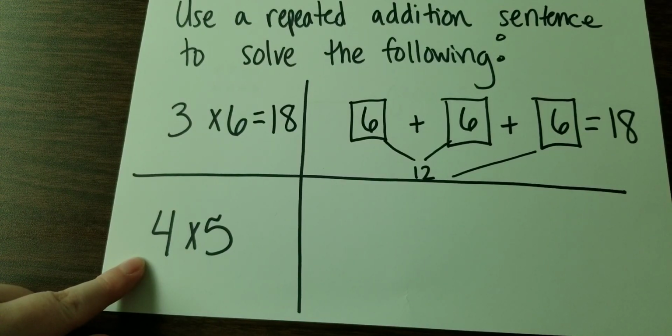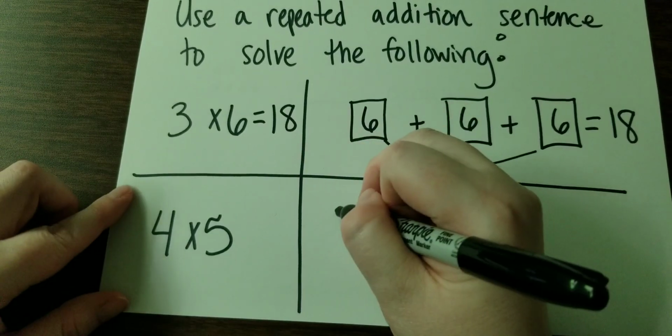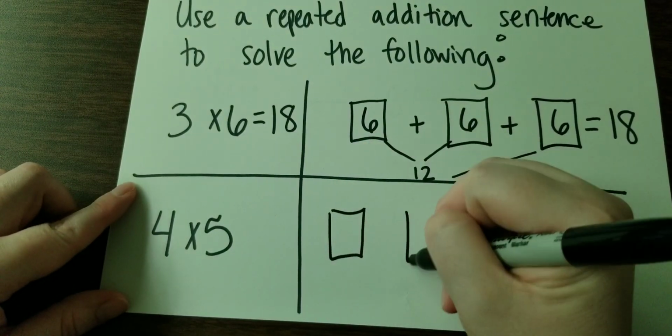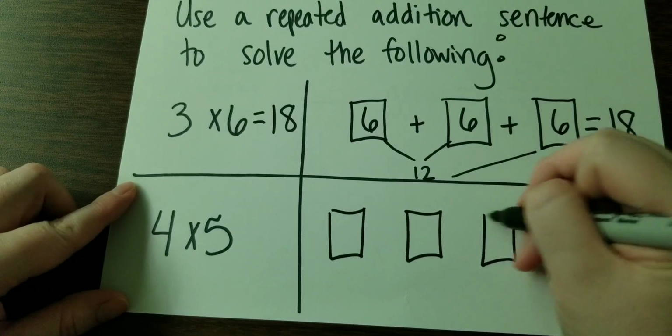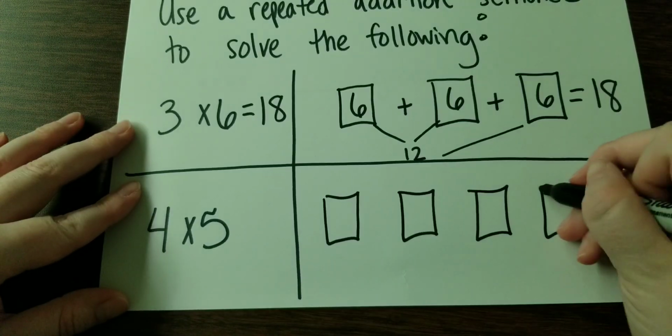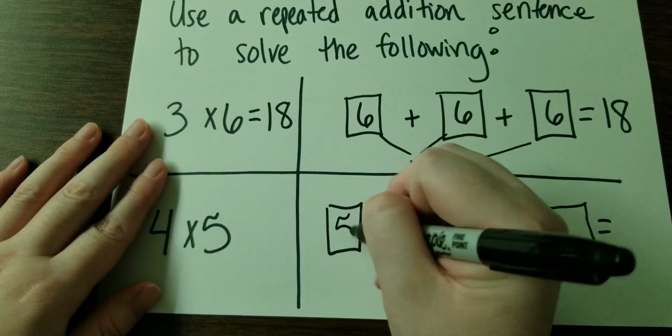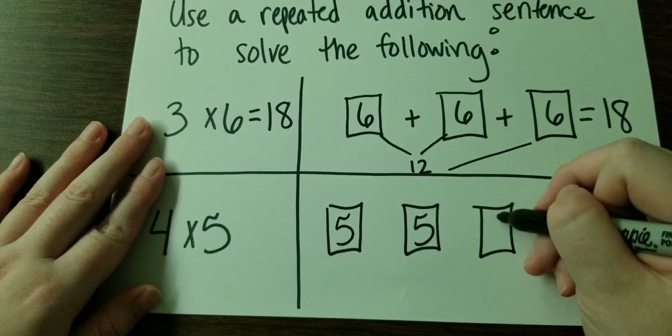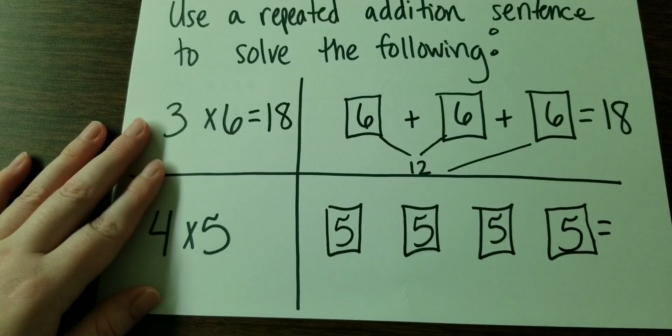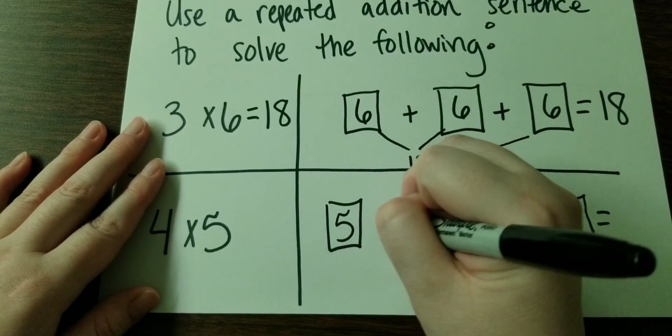Alright, you've had time to try it out. Now, check it with mine. 4 times 5. That's 4 groups of 5. So I'll draw my 4 groups. Equal groups, equal rows. I put 5 in each. 5, 5, 5, 5. Now I simply add to solve that repeated addition sentence.